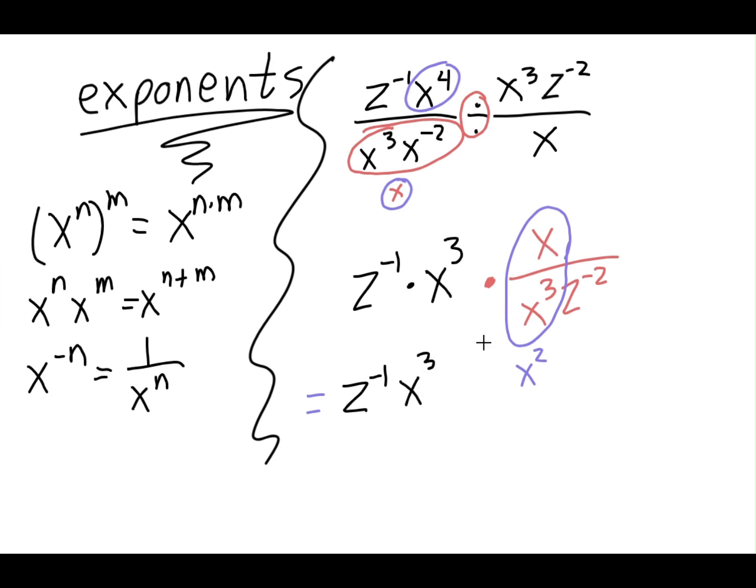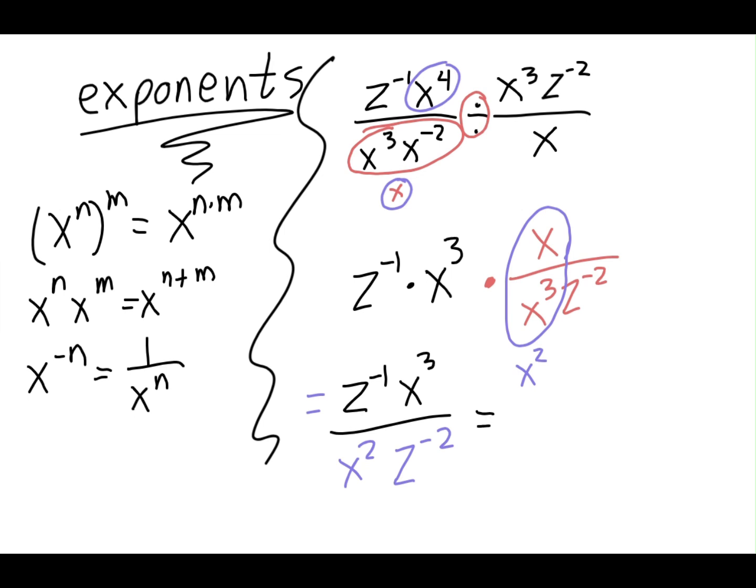X cubed, and then we have this other x from the other fraction in the numerator as well. Oh, sorry, I apologize. I forgot, that went away. We don't have that x anymore, right? So that's all that's in the numerator. And then we have this x squared from the second fraction, x squared. And then we also have that z to the negative 2.